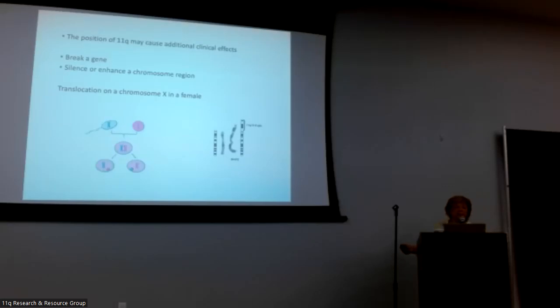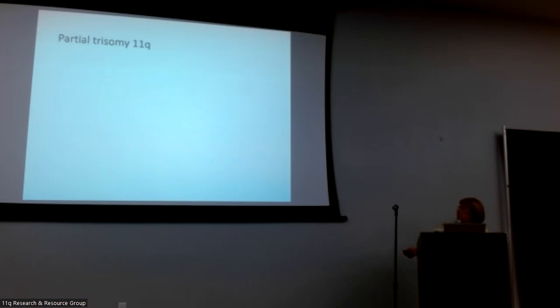So the place where a piece of chromosome 11 is attached could make a difference from one patient to the other. Partial trisomy 11q could be due to an additional chromosome that could be entirely made of chromosome 11. It could be made by 2 chromosomes. And this is how it looks like, a small chromosome.